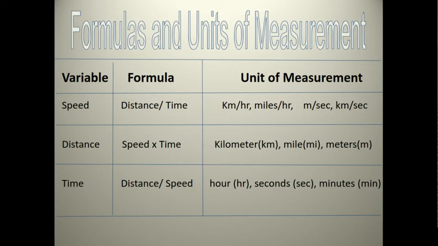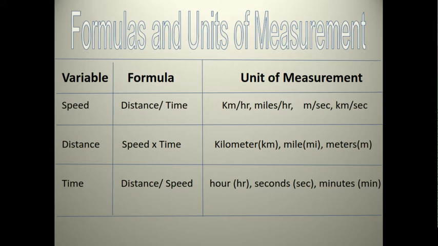Some common units of measurement: we have kilometers per hour and miles per hour, which we are very familiar with. It's the one we use here in the United States. We've got meters per second, kilometers per second. We could come up with many more, as long as it is a distance unit of measurement with a time unit of measurement.